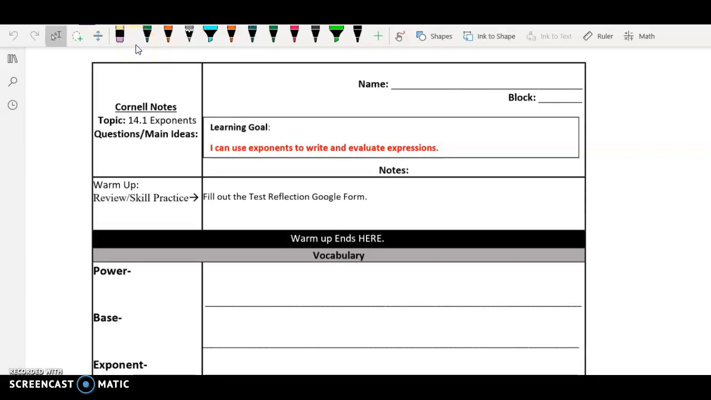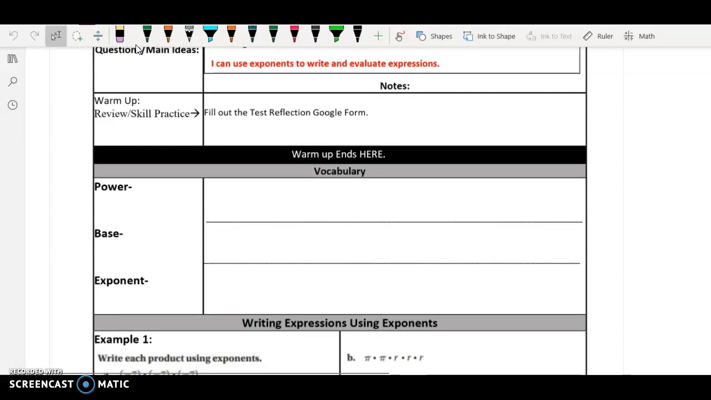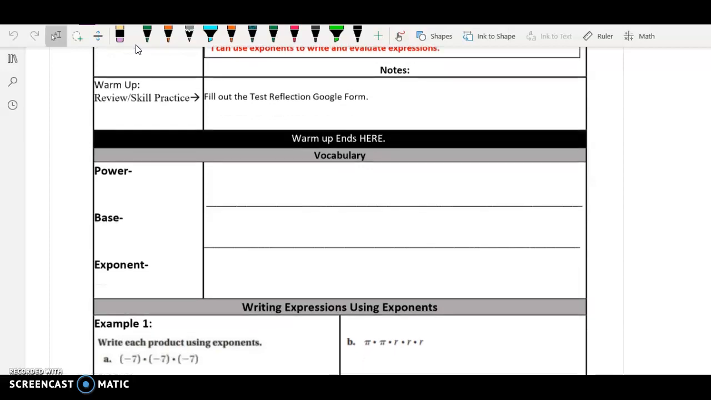Hey guys! Alright, so we are starting chapter 14, and that's exponents and scientific notation. Today we're doing 14.1, which is exponents, and our learning goal is: I can use exponents to write and evaluate expressions. For your warm-up, I want you to fill out that Google form to tell me how you did on your test, and then let's get started.